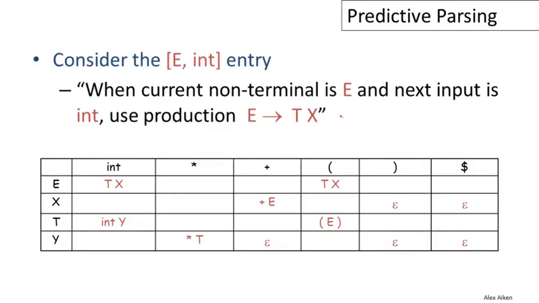So let's do an example. Let's look at the E, int entry. So this entry right here. And what this says is that when the current non-terminal is E, meaning the leftmost non-terminal in the parse tree, and the next input is int, the thing that we see coming up in the input is an integer, then we should use the production E goes to TX. So we should expand E with the children TX.